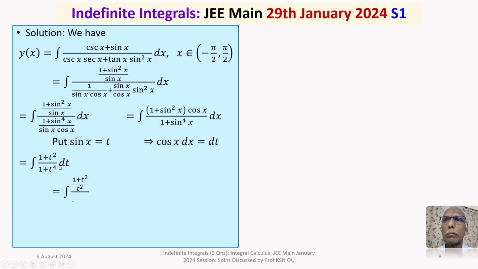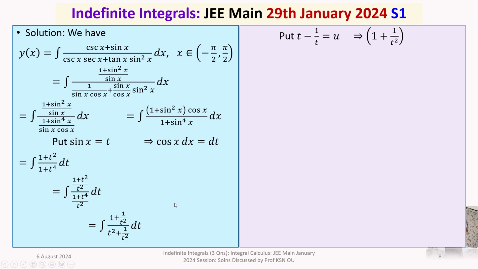So divide both numerator and denominator by t square, then you will get the integral of (1 plus 1 by t square) by (t square plus 1 by t square) dt. Now I know the substitution. It's a well-known method, what we do in our earlier classes. Put t minus 1 by t as u, and then the derivative will be 1 plus 1 by t square dt is equal to du.